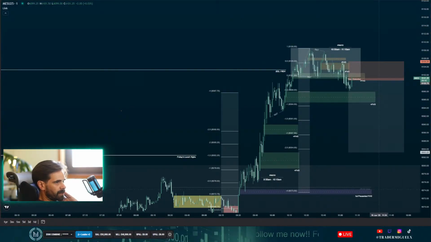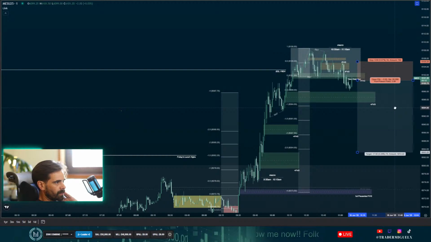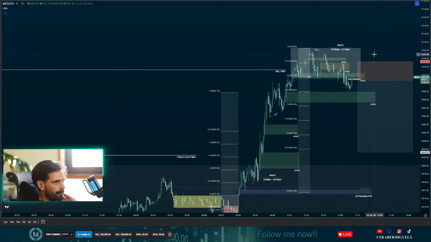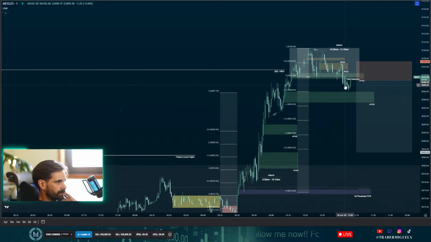Yeah. See, this is why I was not convinced in this move to the downside. I'm still not convinced that we will head higher. But yeah, this reaction here was not what I was looking for. I was looking for another displacement to the downside.